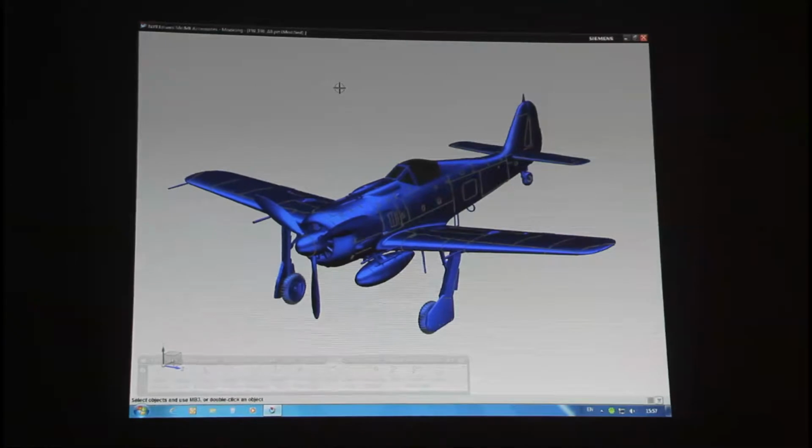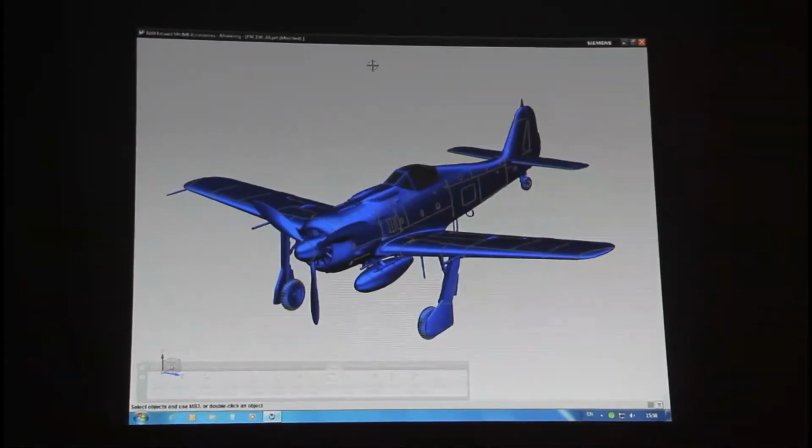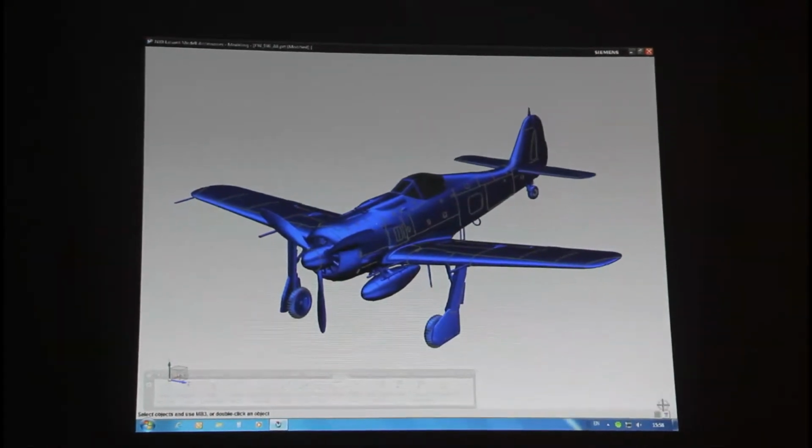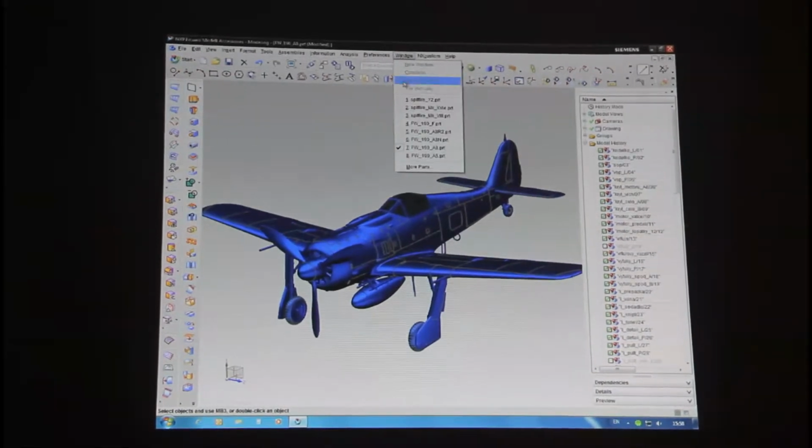Yeah, this is the A8 version of Focke-Wulf. So it is the basic kit, and other versions will be produced using this basic kit.